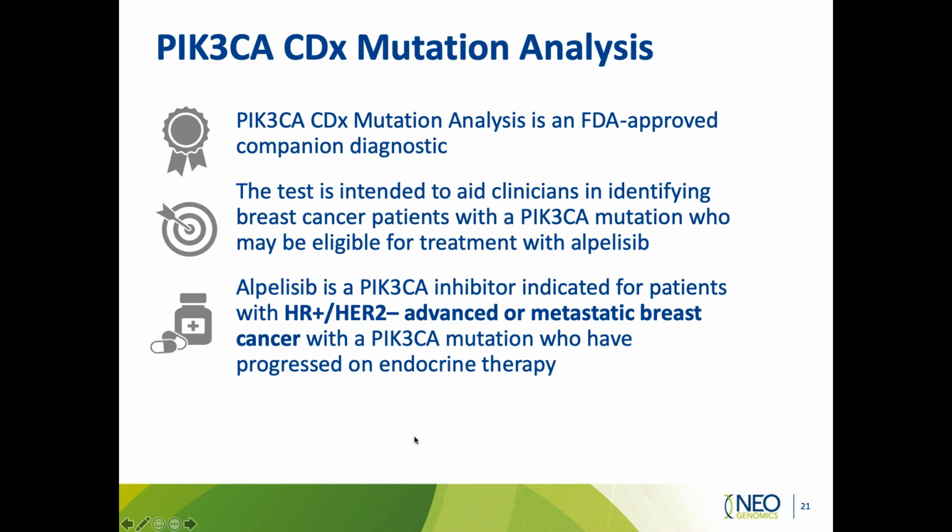The test is intended to aid clinicians in identifying breast cancer patients with a PIK3CA mutation who may be eligible for treatment with alpelisib. Alpelisib is a PIK3CA inhibitor indicated for patients with hormone receptor positive, HER2 negative, advanced or metastatic breast cancer with a PIK3CA mutation. We've heard these are about 40% of cases, and it will progress on endocrine therapy. Next.